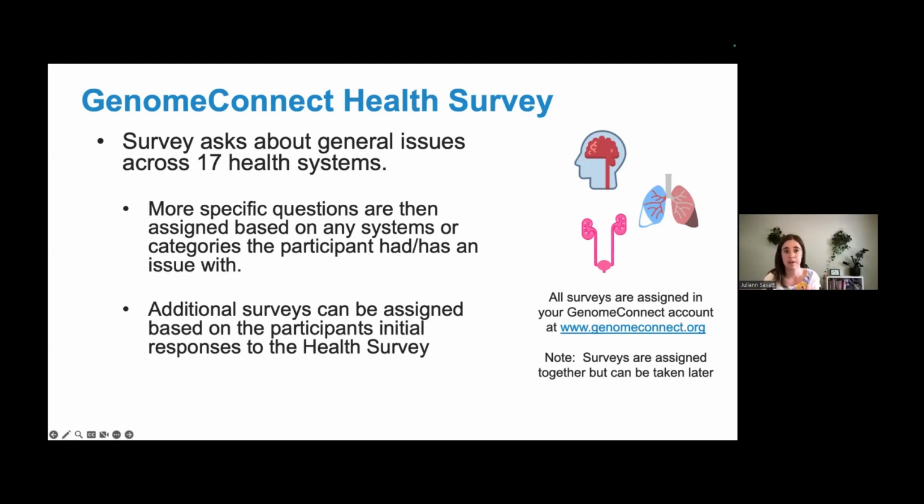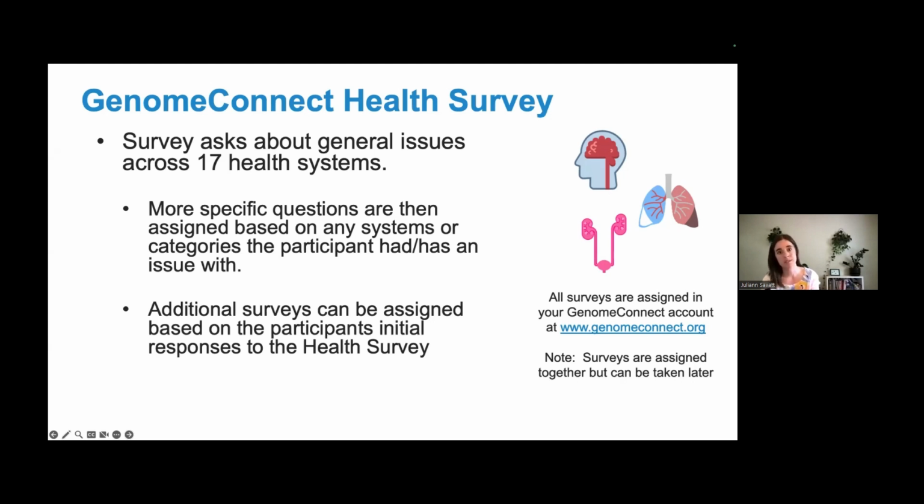The survey asks general questions across various body systems like issues with heart, issues with brain, issues with lung, and then we'll assign more specific questions based on any systems or categories that the participant says they have had an issue with. So if someone says, I have a heart issue, we'll then ask them more about what type of heart issue and collect more detail from there. Additional surveys might be assigned based on the participant's initial responses to this survey. So if someone says, yes, I have a heart issue and it was a heart defect that I was born with, later on, we'll assign them an additional survey to capture more information about that heart defect, surgeries that they might have had, more information from there.